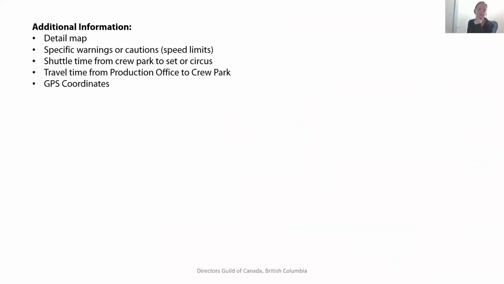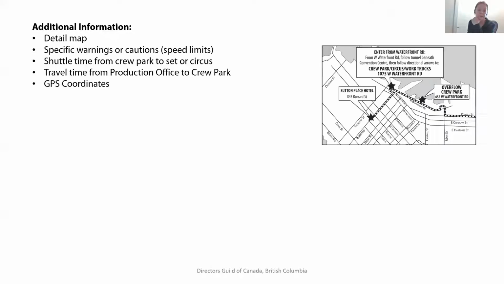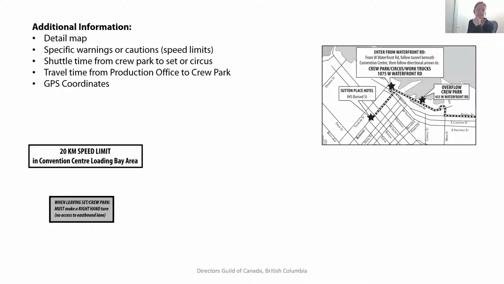Other details you may want to include are maybe a detail map that shows a close-up of the parking location. So if you're going from a studio that's very far from your crew park, you may want to give people a zoomed in version of exactly where the detail of that crew park is so that they can find it easier. You can also include specific warnings or cautions, such as speed limits.